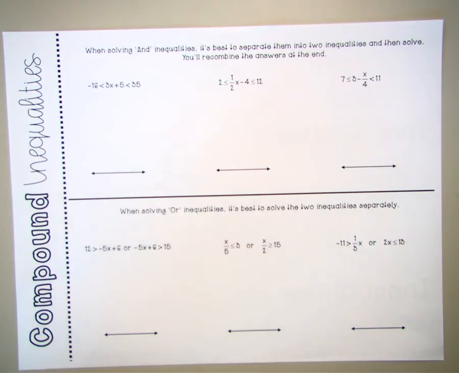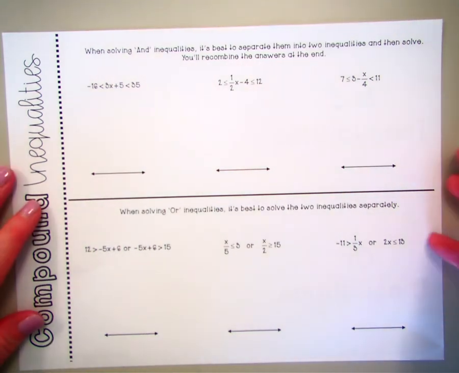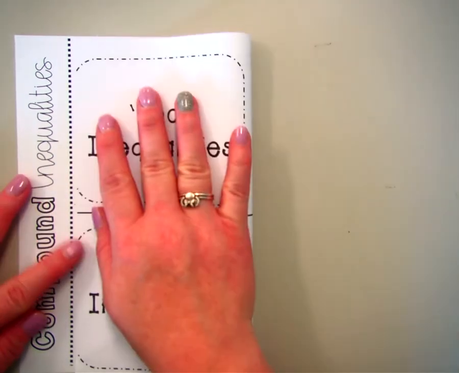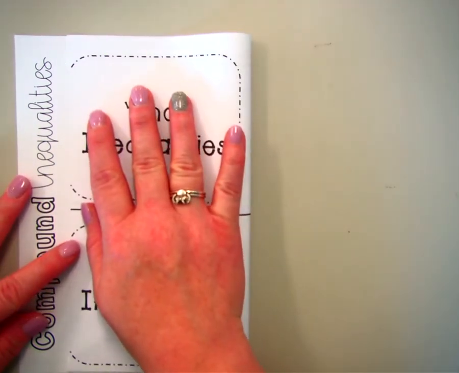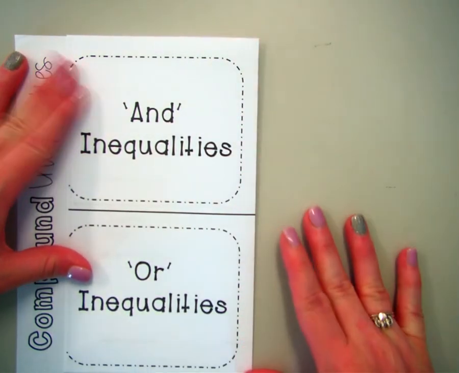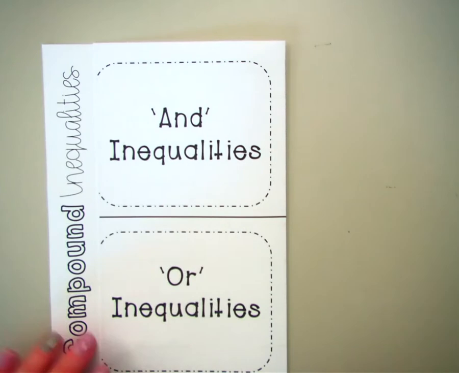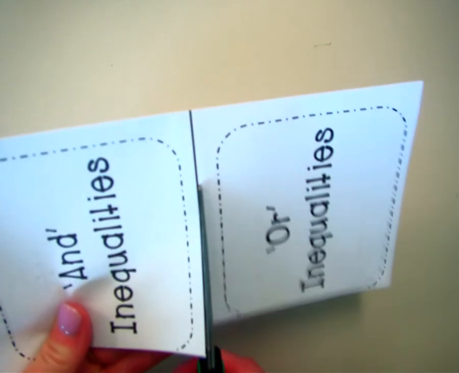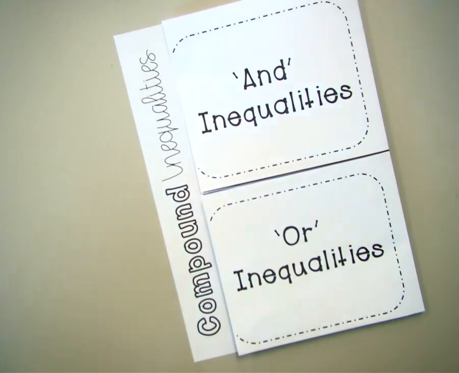Okay, compound inequality. So still working a little bit with inequalities, moving into the compound ones. For this one, we're going to fold this top over. There we go. So it ends up looking like that. Again, we'll cut along this line here in the middle. Whether you cut now or later does not actually matter.